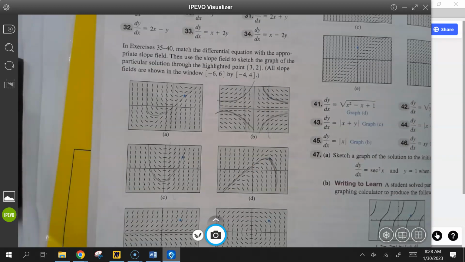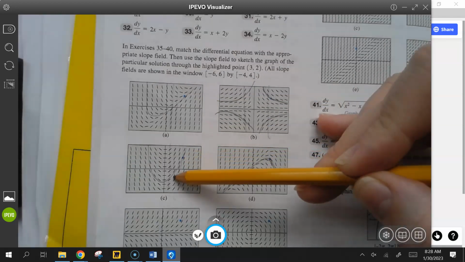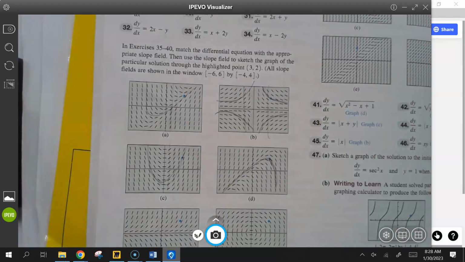Well, if your slope is x, what's your antiderivative? What's the antiderivative of x? 1/2 x squared, which is just a what? A quadratic. It's a parabola. And look, you can see the parabola there.